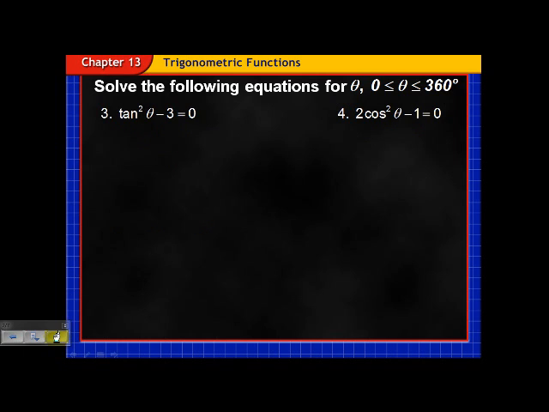Okay, example number 3. Similar problem, except this time we're working with tangent, and you'll notice it says tangent squared. So the first thing we're going to do is add 3. From there, we're almost done. We don't really want tangent squared theta equals 3 because I don't know what that means. So we're going to take the square root of both sides so that we get the tangent all by itself and not a tangent squared. So if I take the square root of both sides, I'm going to have tangent of theta equals plus or minus the square root of 3.